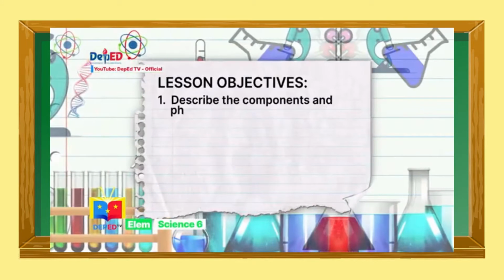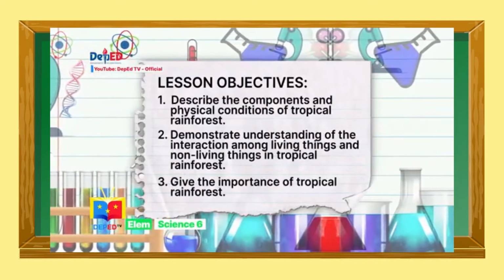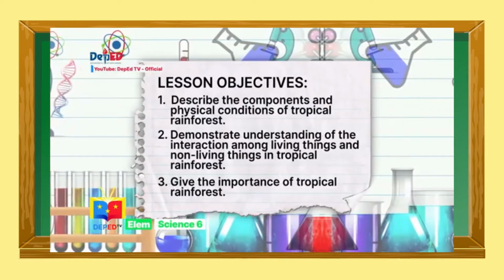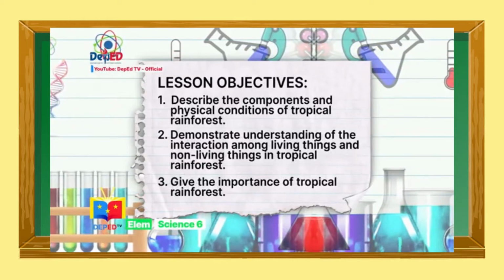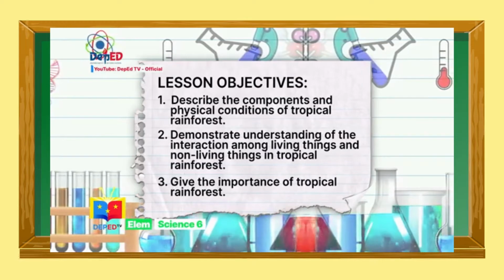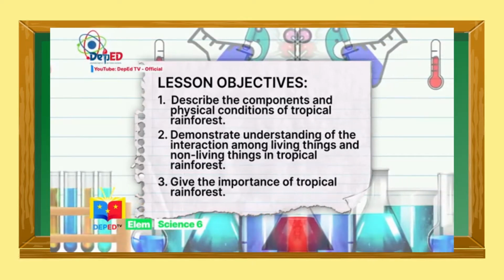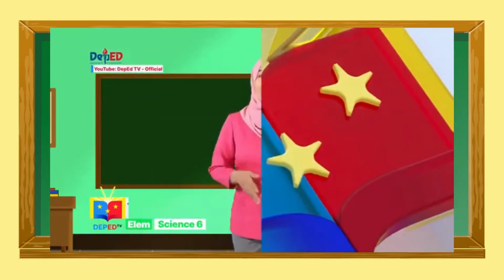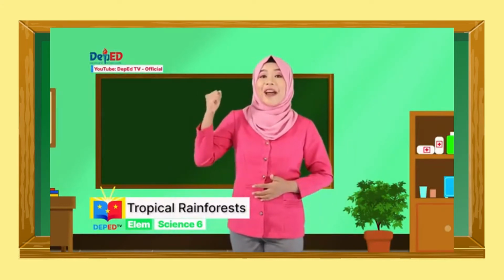For today's episode, we shall learn to first, describe the components and physical conditions of tropical rainforest. Second, demonstrate understanding of the interaction among living things and non-living things in tropical rainforest. Third, give the importance of tropical rainforest. So, let's shout together! We are ready!